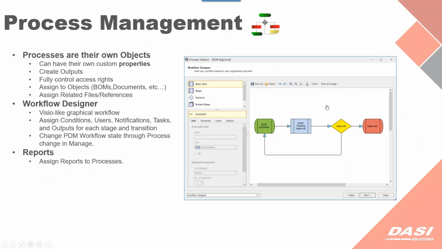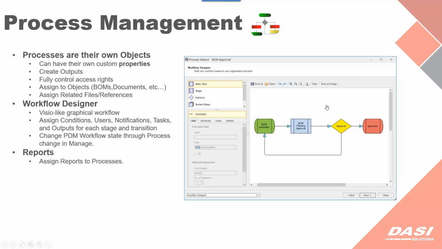As a recap for the process management side of things, processes are their own objects. They can have their own custom properties. We can create outputs as we move from stage to stage. Maybe we fire off a report when we go from pending approval to approved. We can fully control the access and rights to each individual stage and their transitions from stage to stage. We can assign these to objects. So we can have a bill of material process, a document process, multiple different processes associated to different item types. And we can even assign related files and references as we move along these stages.